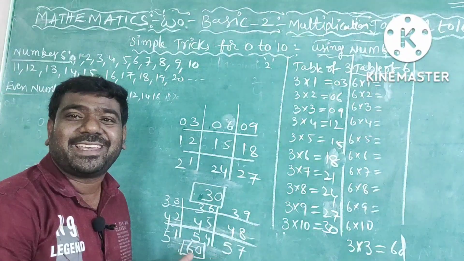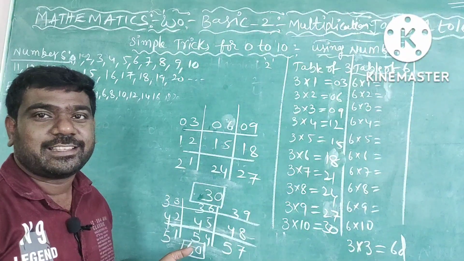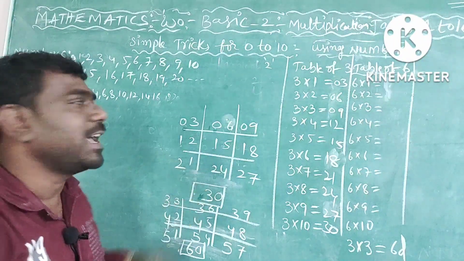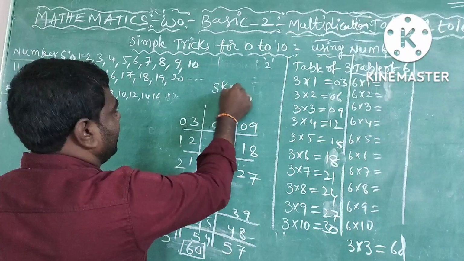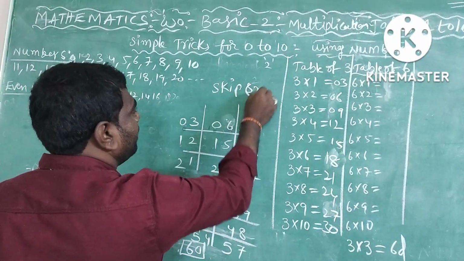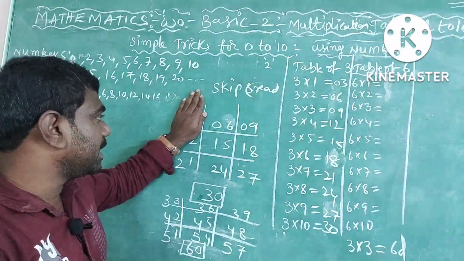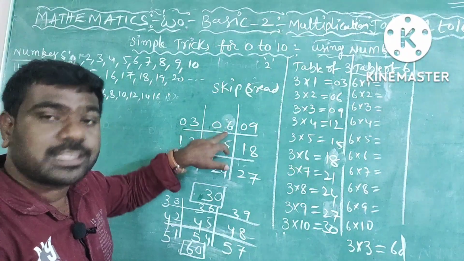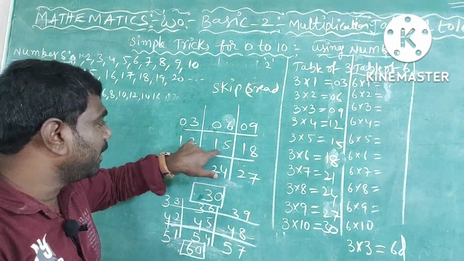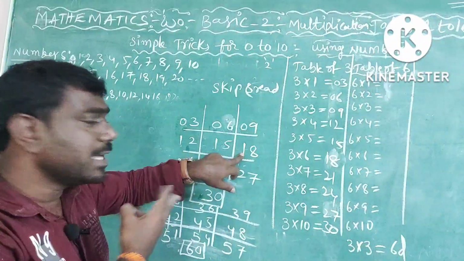Sir, where is the table here? Yes or no? If you want the table, you just have to count as skip and read. Skip and read, and you will get the 6 table answers. First one is skip, second one take: 6 ones are 6. Next is skip, next take: 6 twos are 12. Next skip, next 3: 6 3s are 18.